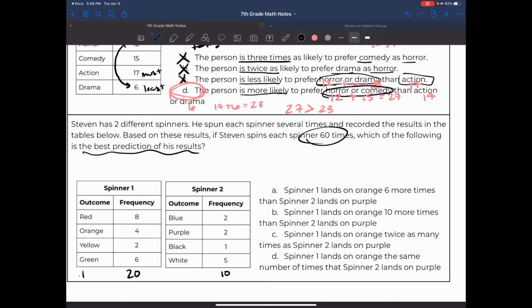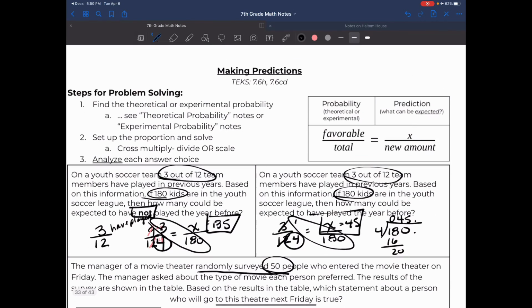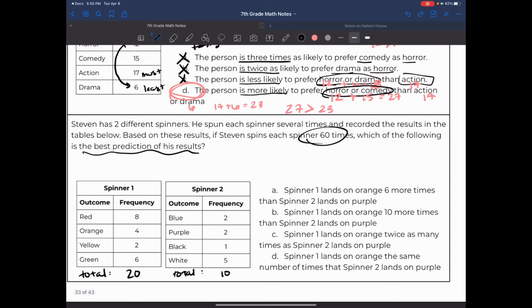So this is my, sorry, let me make a note. These are my totals, right? Because we need our totals to find our, right, because it's favorable over total. So spinner, I'm just gonna read the answer choices and then we'll analyze each one.